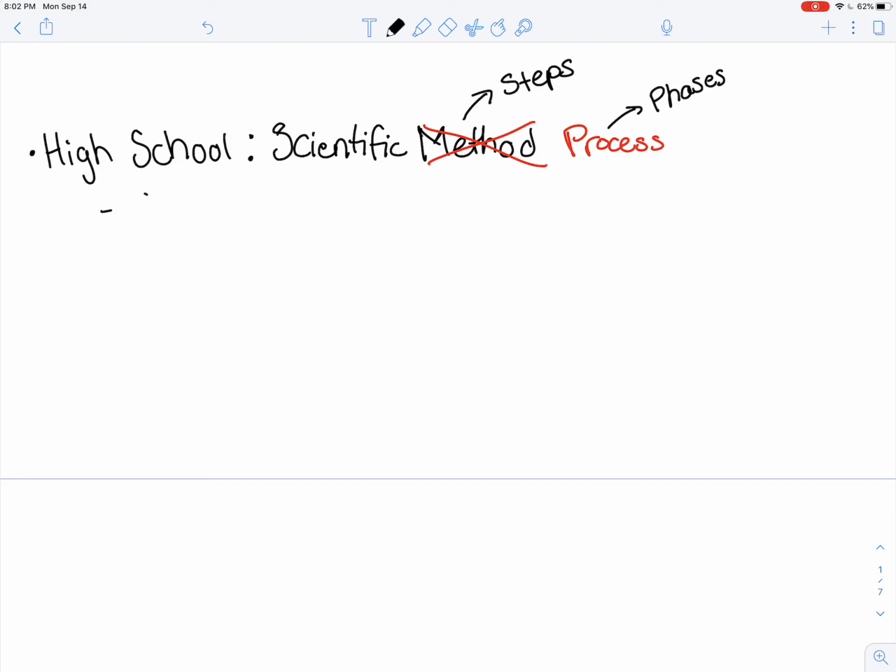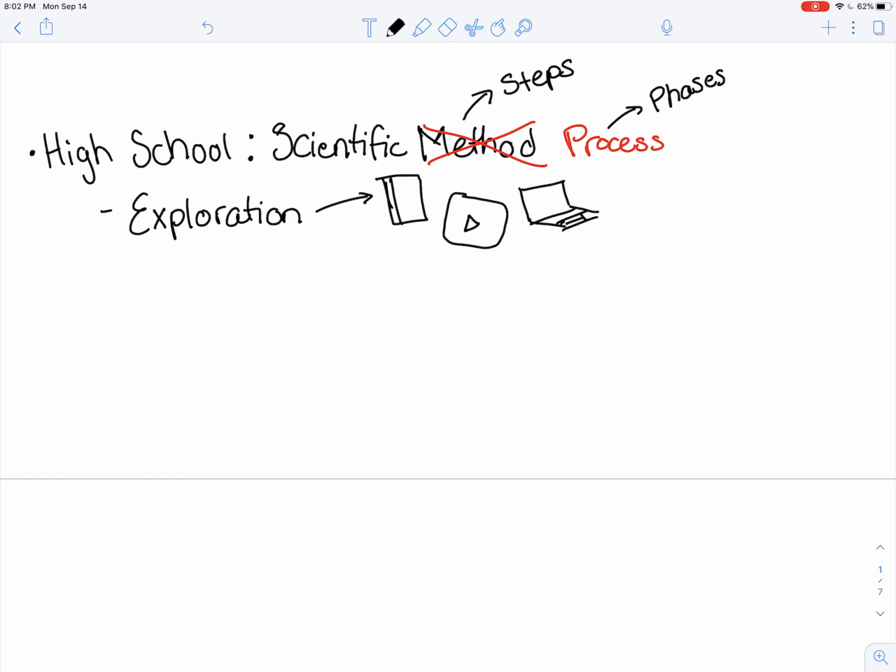Our scientific process is going to start with exploration. And that could be, like we did before, a book, a video, something you might find online. Okay? But it could also be data and results you get from others. You could read another scientist's findings and get inspiration that way. You could be exploring.